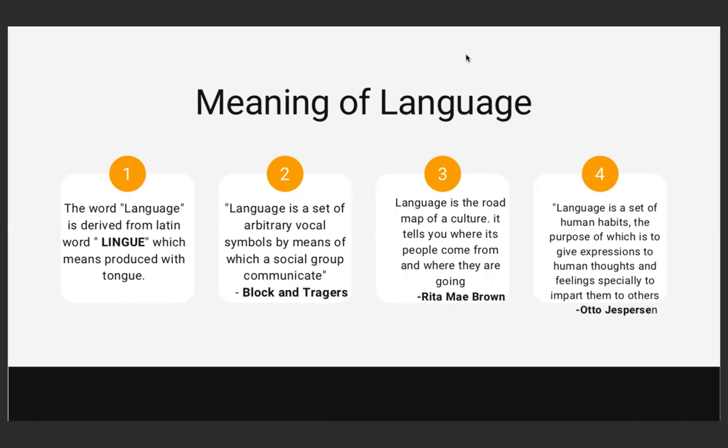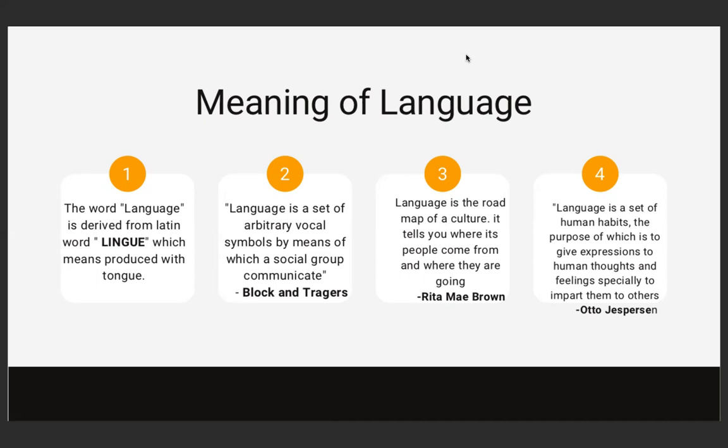Let's have a look at the third point. This statement of language is given by Rita Mae Brown. She said, language is the roadmap of culture. It tells you where its people come from and where they are going.